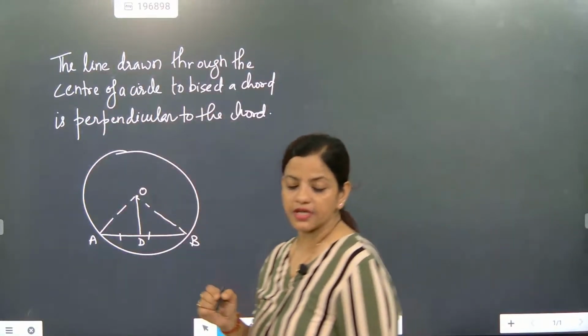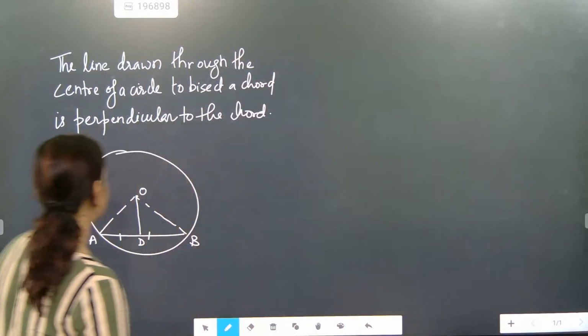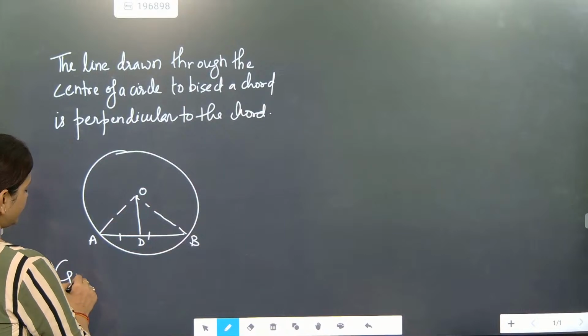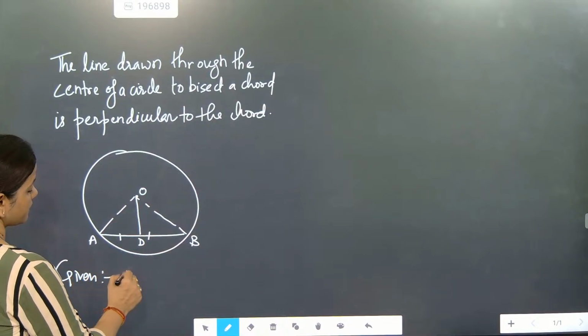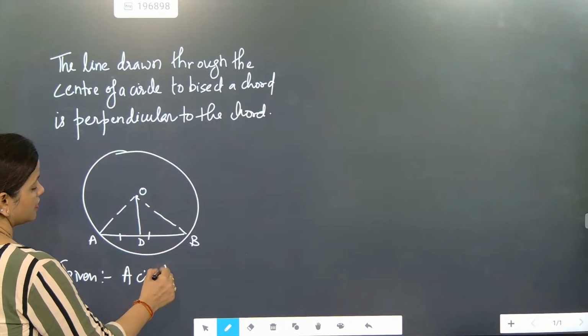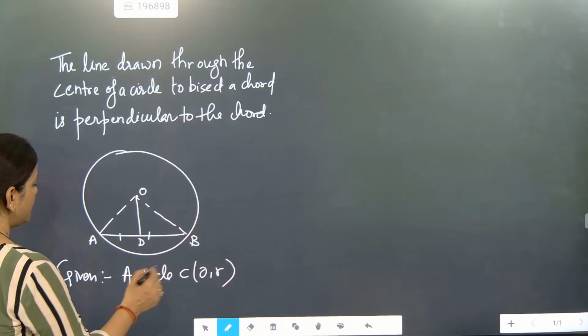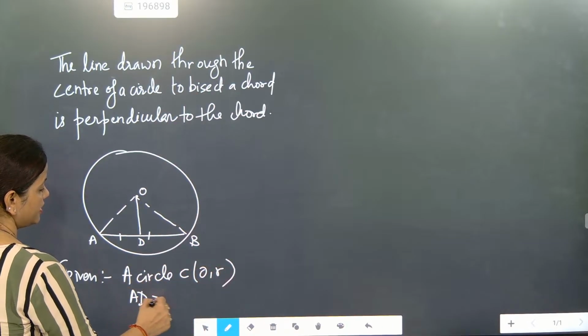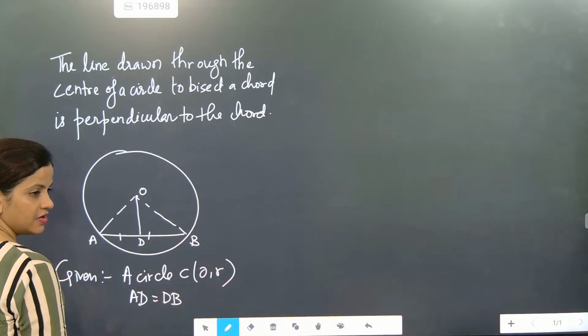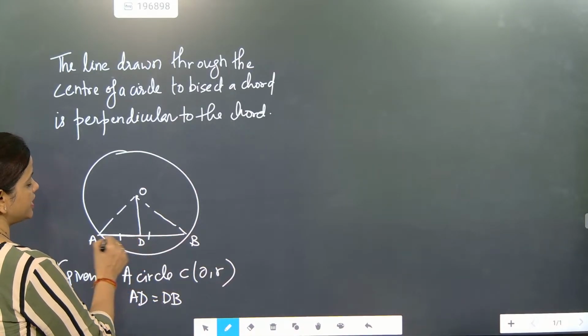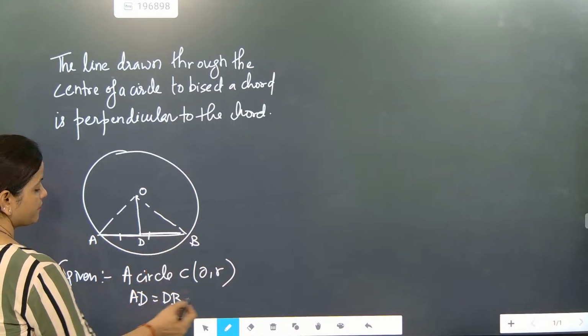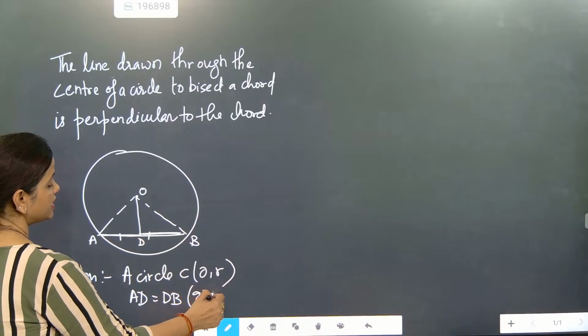Our proof is that it is perpendicular to the chord. So what are we going to write? We are going to write in the given section: a circle C with center O and radius R is given. What is given? AD is equal to DB. Already given. They're telling bisector. Bisector means AD part will be equal to DB. It is exactly given.